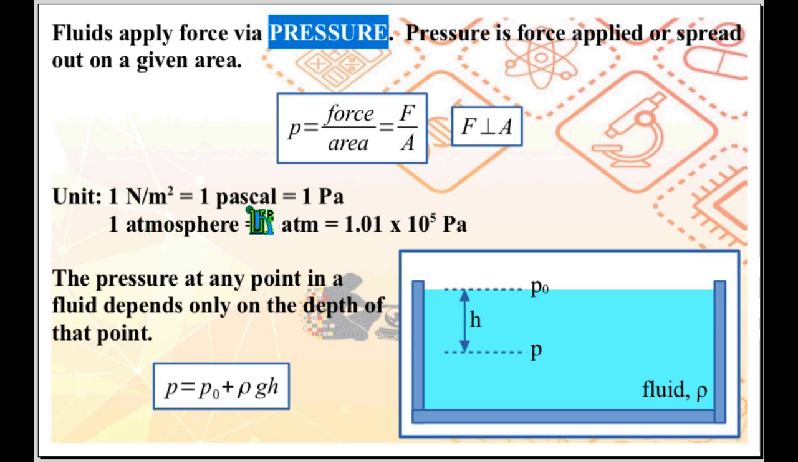This is given its own unit, Pascal, Pa. 1 Pascal, unit of pressure. Another unit of pressure is atmosphere, atm. 1 atmosphere is equivalent to 1.01 times 10 to the 5th power Pascal.